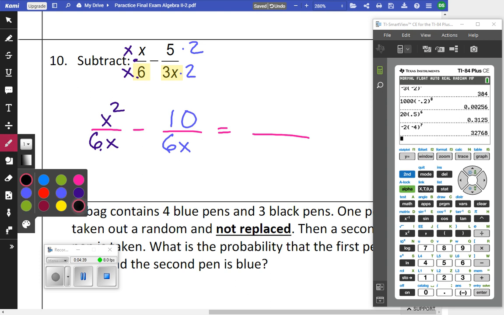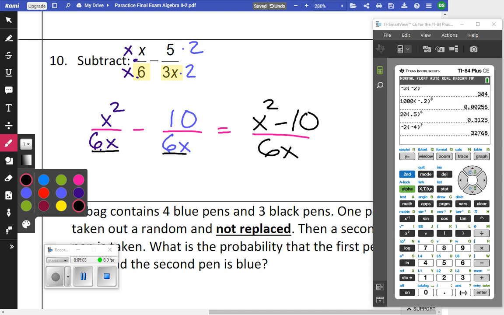Now that I have common denominators, they're both 6x. Now I can just do the problem. I'm going to just keep the common denominator. And on top, I'm doing x squared minus 10. I'm subtracting. They're not like terms, so I can't combine them. So I'm just done right there.